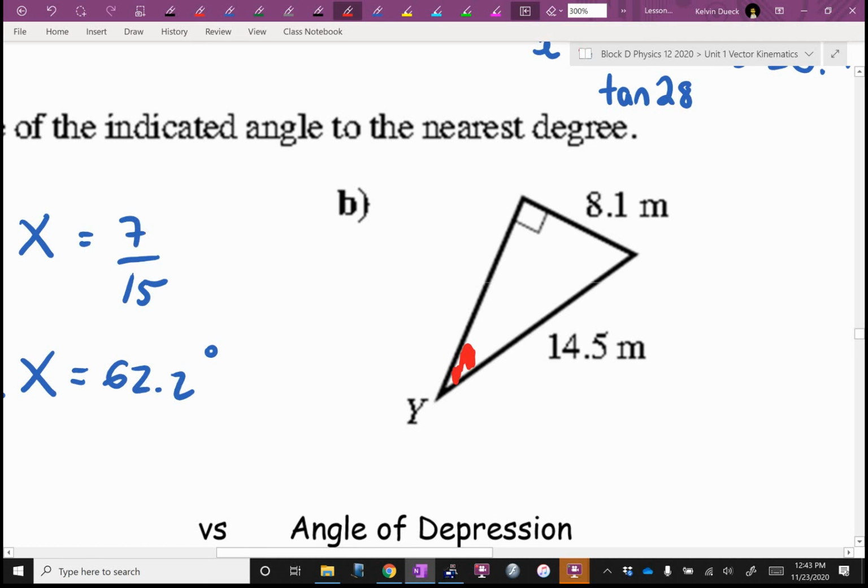So Josh, the 8.1, is that opposite, adjacent, or hypotenuse? And the 14.5? Ooh, I got to think. Oh, okay, yeah. What's the 14.5? H. Good.